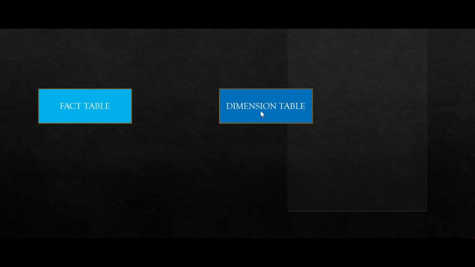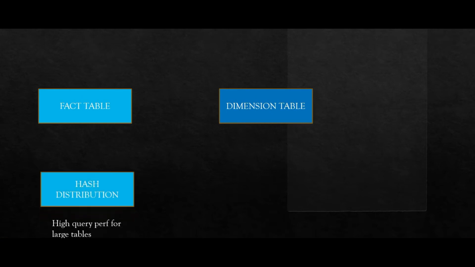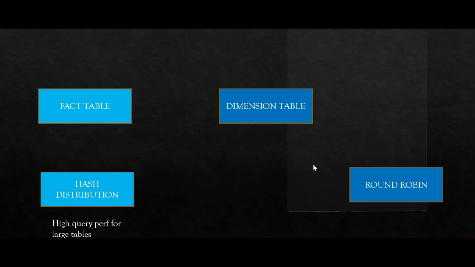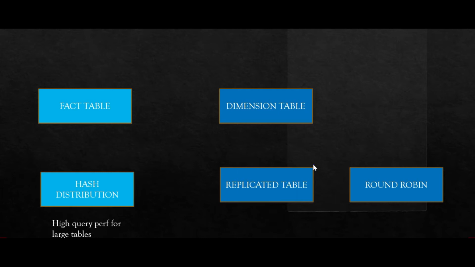Now let's try to understand the concepts here. We have a fact table and a dimension table. For the fact table, hash distribution is useful. Now for dimension tables, there are two approaches. You can use the round robin or the replicated ones. So what happens is it helps you improve the loading speed if you use round robins. So we just covered the concept in short.